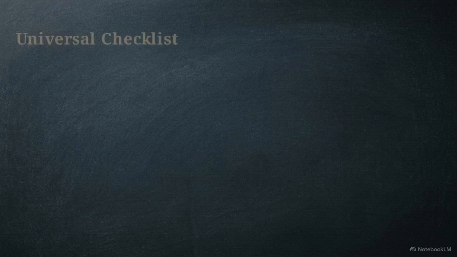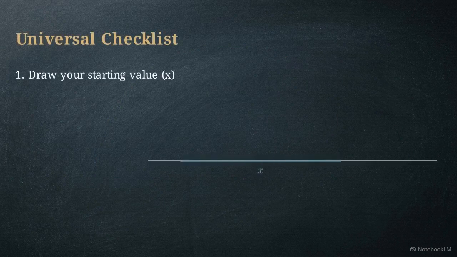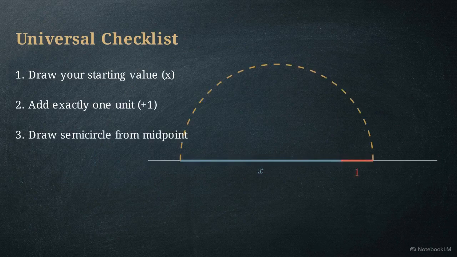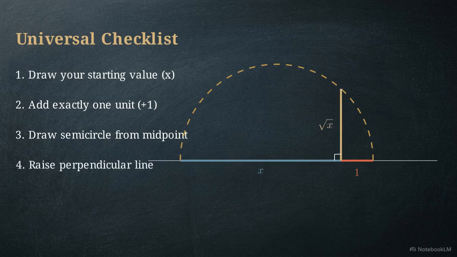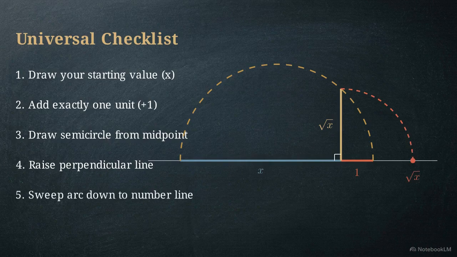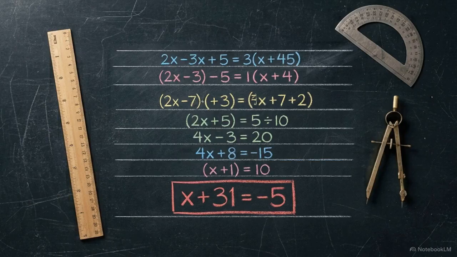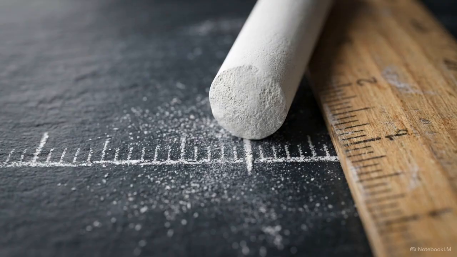This method applies to any decimal square root. Here is your universal checklist. Draw your starting value. Add exactly 1 unit. Draw a semicircle from the midpoint. Raise a perpendicular line from the original mark. Finally, sweep an arc down to the number line. By combining basic geometric construction tools with a simple algebraic shortcut, you can precisely plot and prove any complex decimal or irrational number on a standard number line.